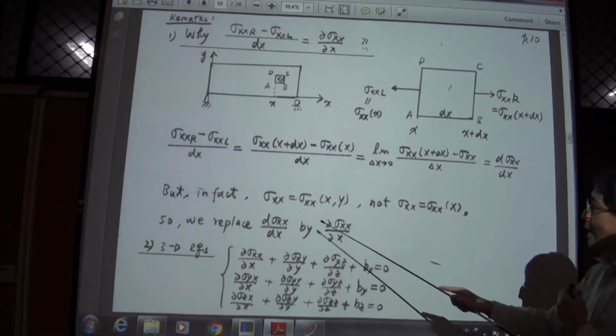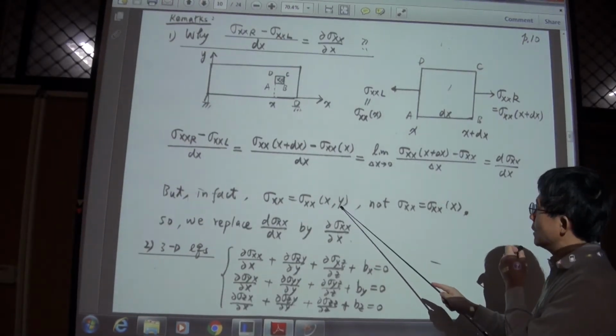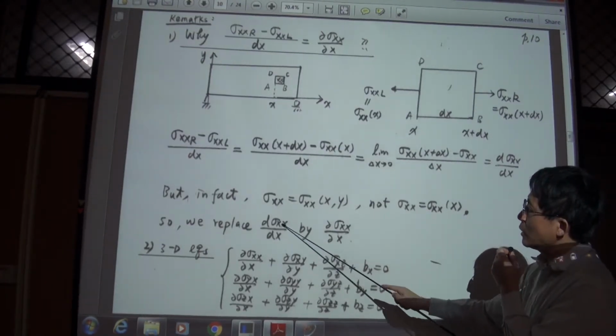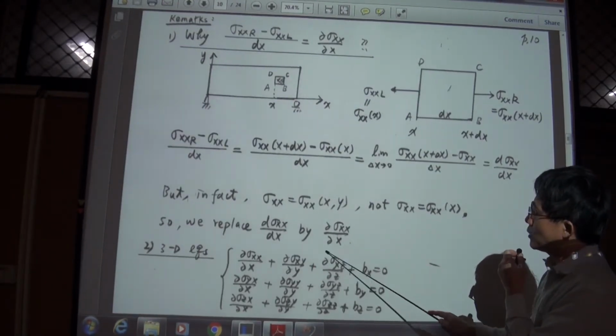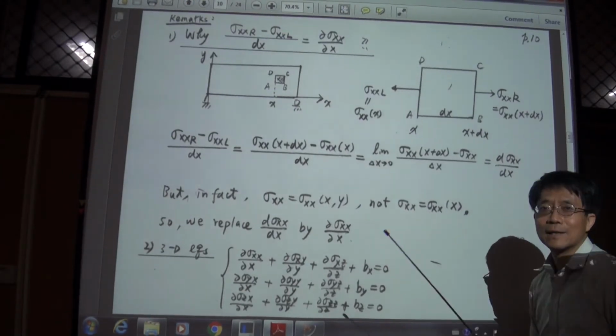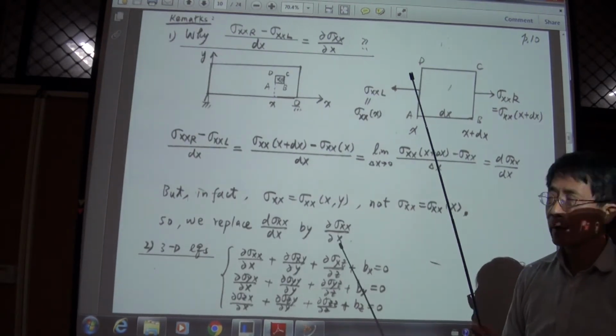But in fact, the stress component is a function of x and y, not just a function of x only. So the ordinary differentiation should be replaced by the partial differentiation. So this one is equal to this. Understand? This is how we get this relation.